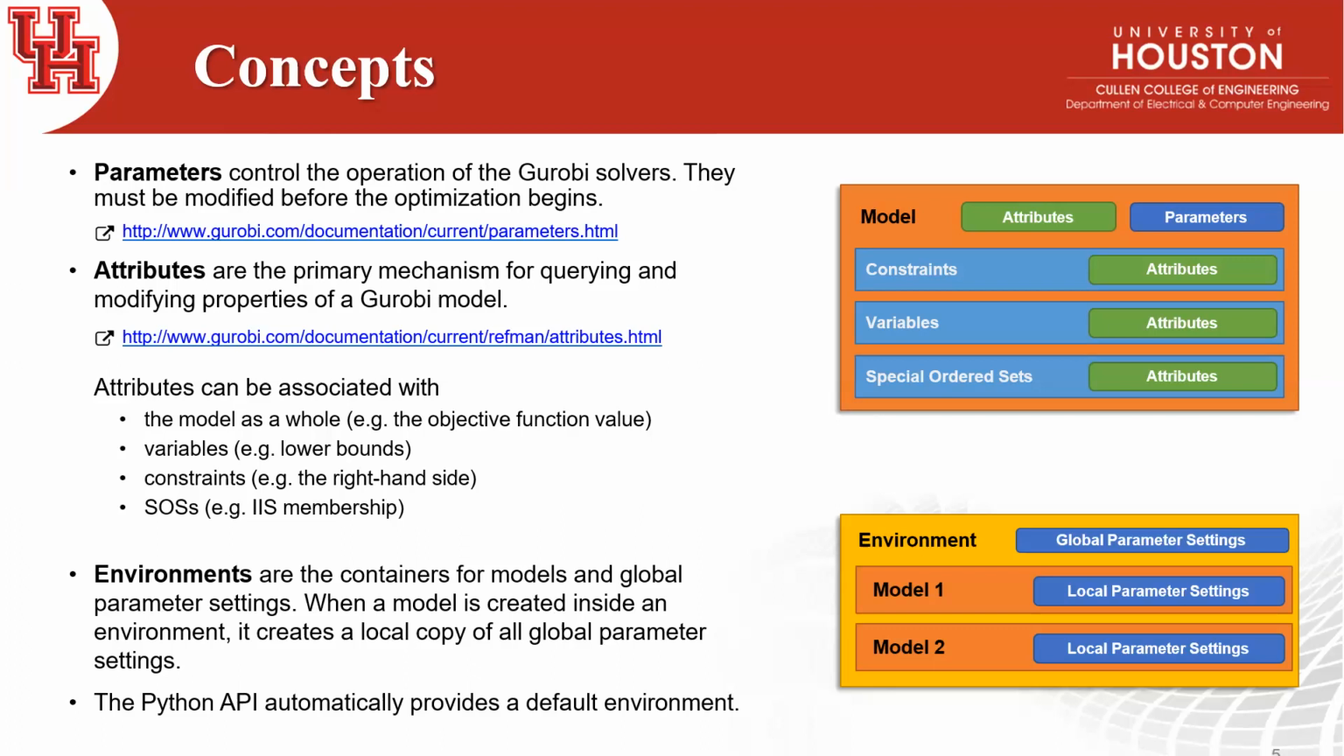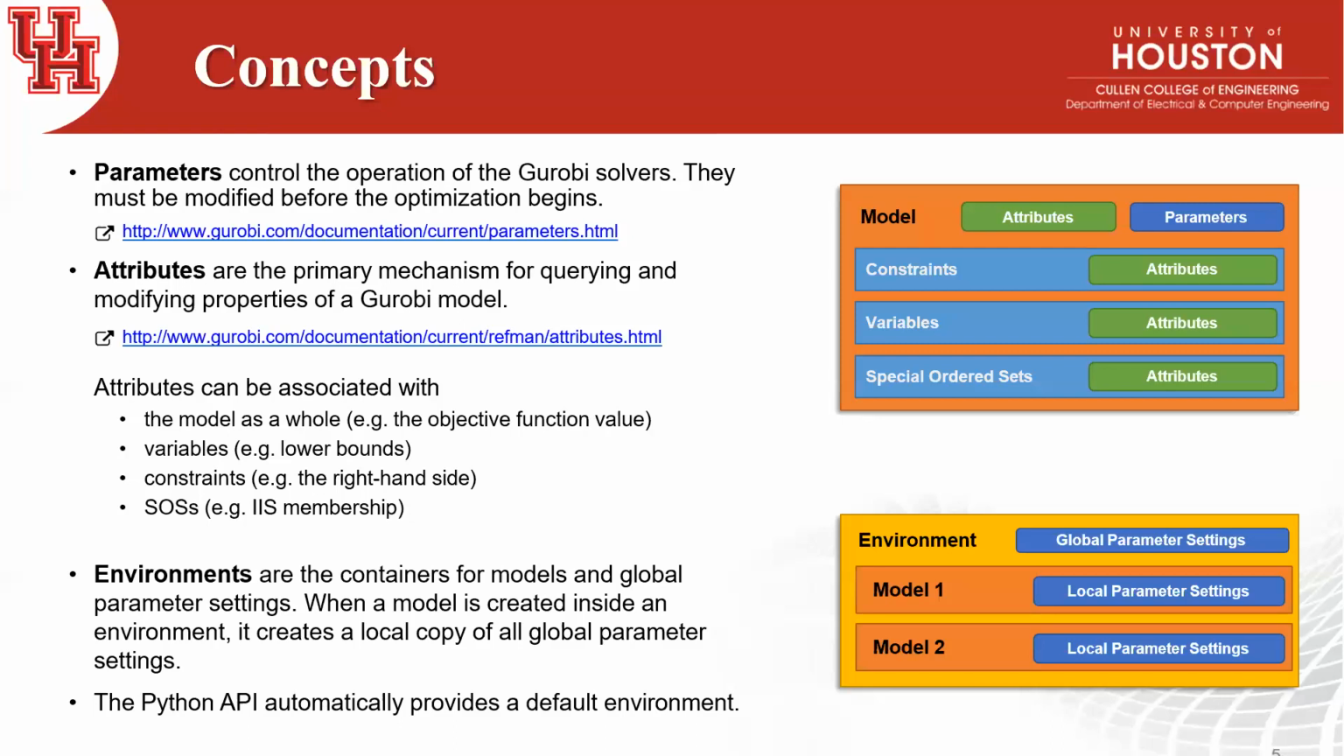All the constraints, variables, and some special sets are attributes because they are part of the problem. And the parameters are based on the environment and the model itself. For the whole container, we have global parameter settings, and each model also has its own local parameters. When we establish a model, the model will copy all the global parameters. So we must set the environment parameters before we set up the model.